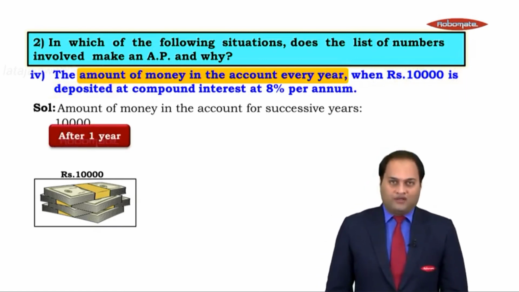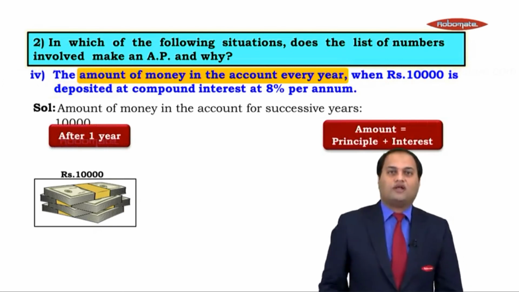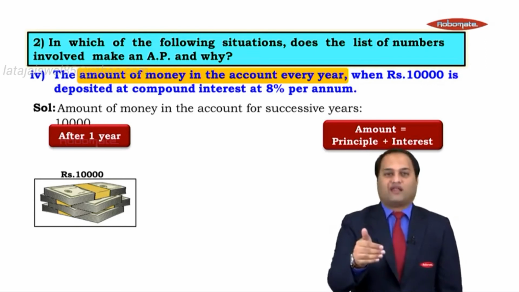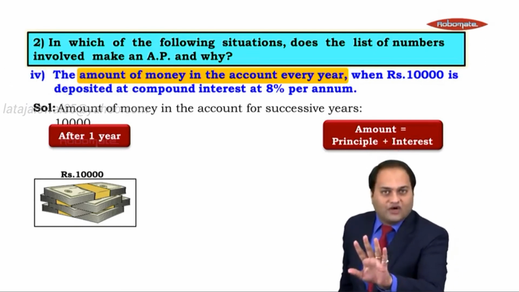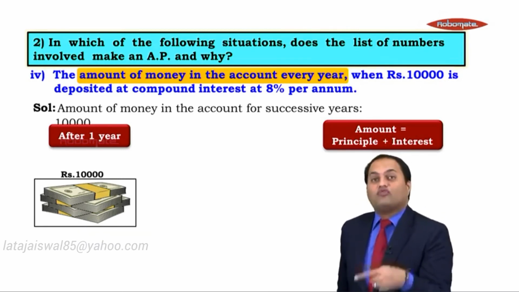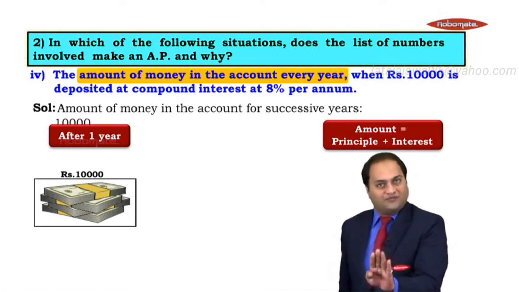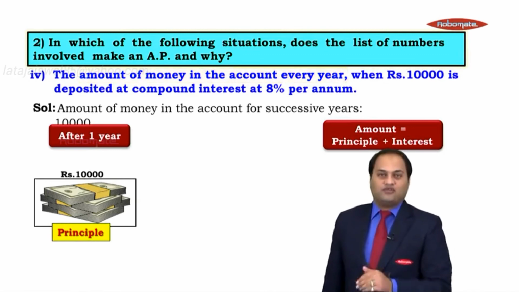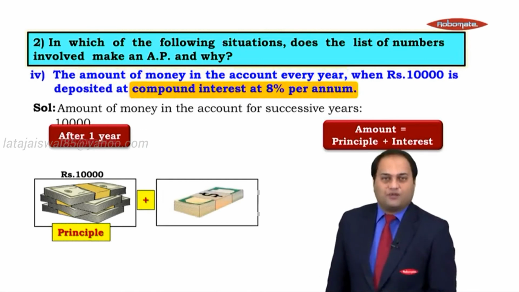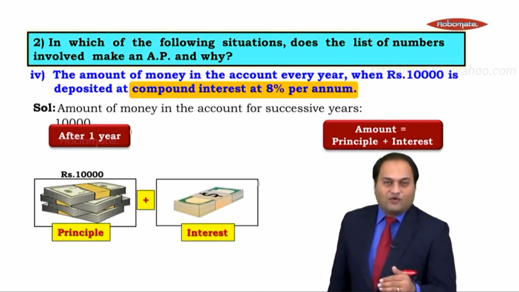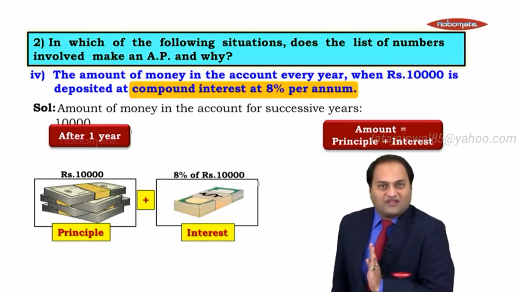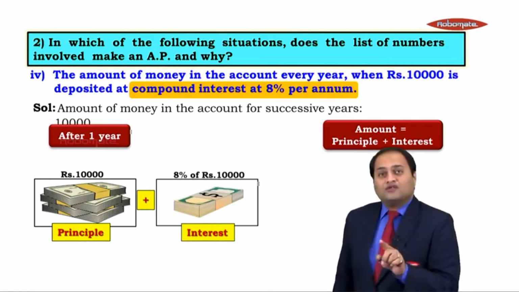We all know that after 1 year, the amount is always equal to the principal plus the interest. So here the principal is 10,000 rupees and the interest is 8%. 8% of what? 8% of the principal, right? In other words, if this is the principal, how do we calculate the interest? The rate is 8% per annum, so the interest will be 8% of the principal, that is rupees 10,000. Clear?